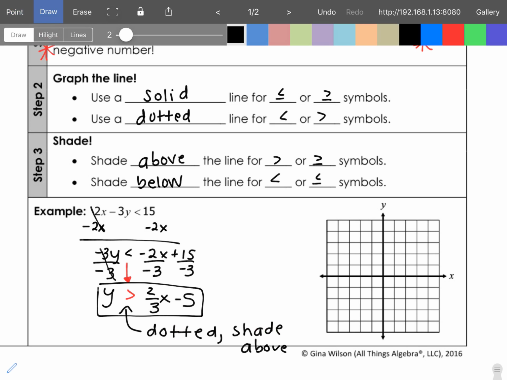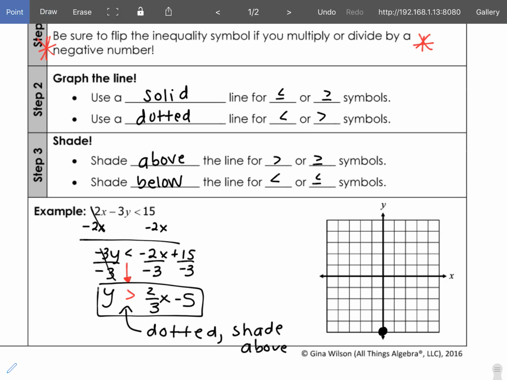So we're going to graph it the exact same way. You're going to start with negative 5, and you're going to make a point, because we always start at our y-intercept, and then you're going to rise over run. So up 2, to the right 3, make a point.